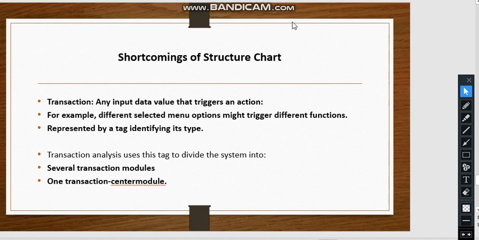A transaction analysis is an alternative to the transform analysis, and it is useful while designing transaction processing programs. A transaction allows the user to perform some meaningful piece of work which is done by the software. For example, if we have a library information system, then issuing a book, returning a book, querying a book. For every input, some action will be done. Then it is your transaction analysis.